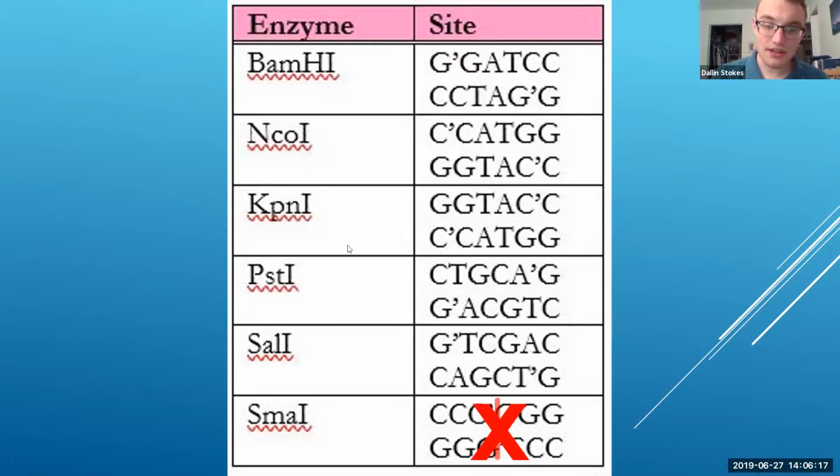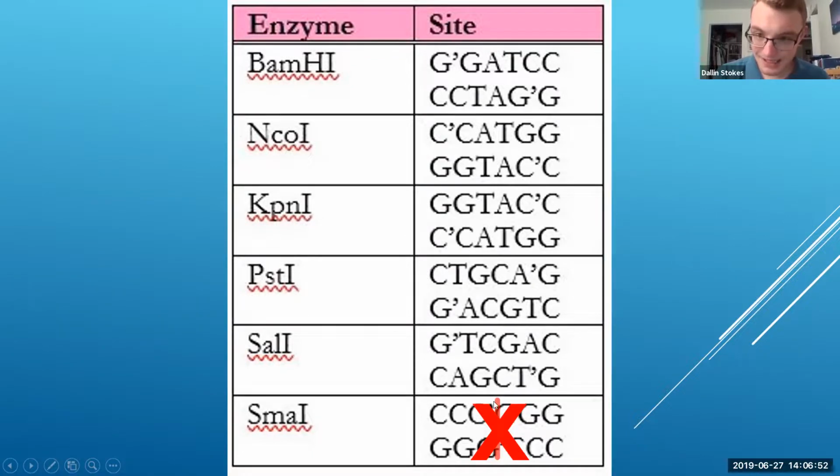Down here, notice on the SmaI, we don't want to use something like that. What's wrong with SmaI? Well, notice it doesn't cut in a step pattern. It cuts straight through. We don't want that because, notice, if we come in here and chop it like that, sorry, you can't see past my X. If you chop it like that, then you don't end up with any hanging over.